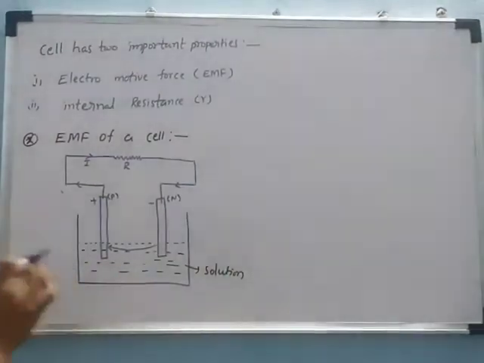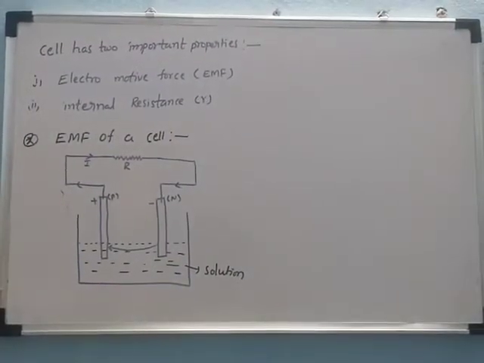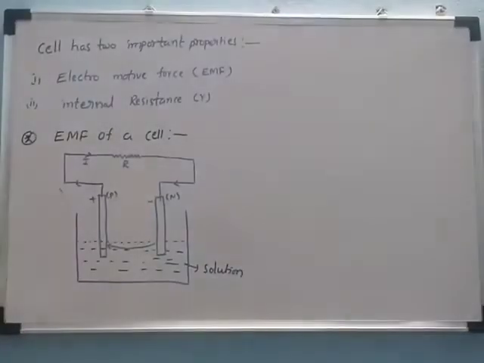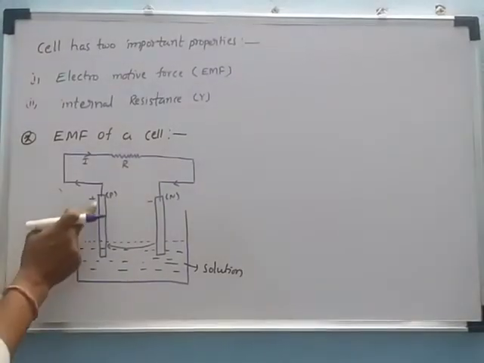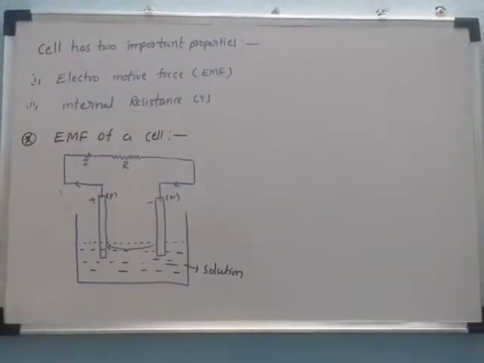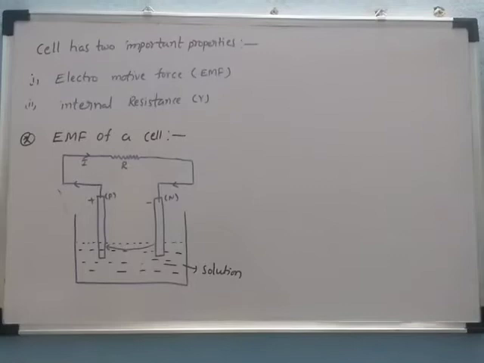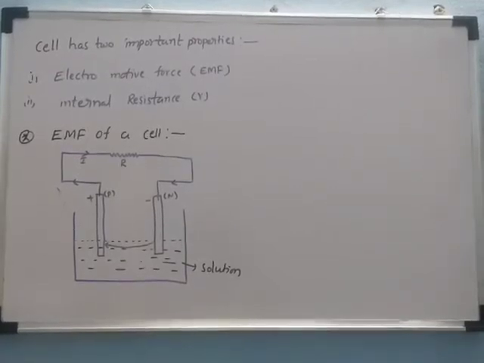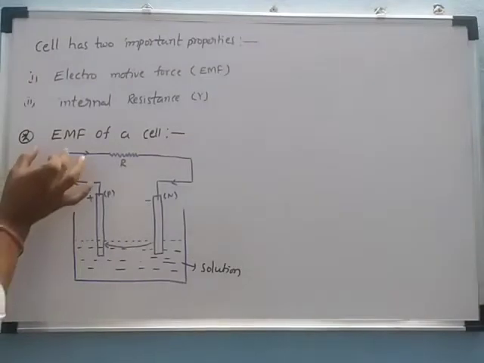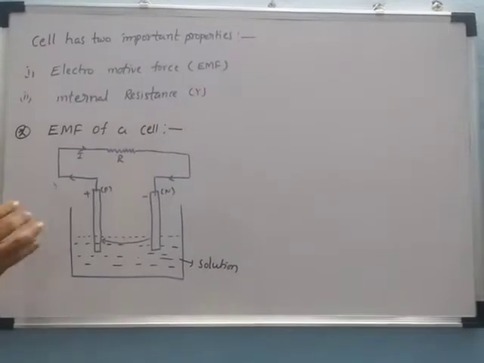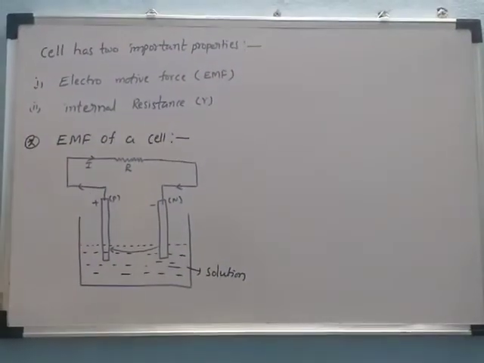The EMF of a cell is defined as the work done in carrying a unit positive charge, the work done due to the external resistance. That is, the work done in passing a unit positive charge through the complete circuit, including the charge flow inside the cell. That is called the EMF. Here the force is not an external force; the force is acting on the charge.